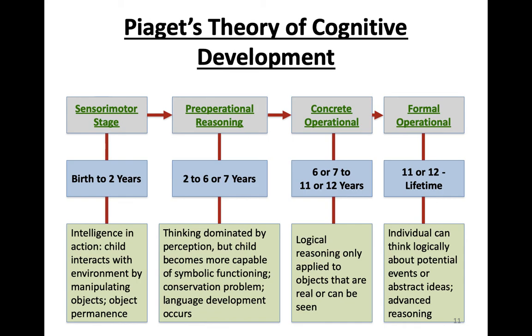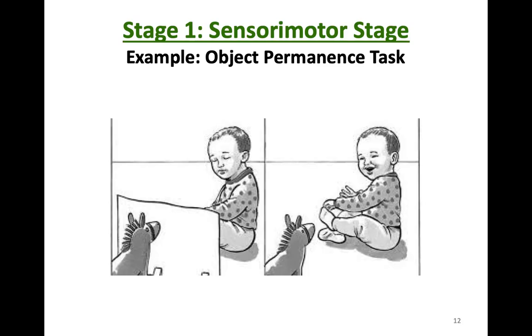Stage 2 is preoperational. It goes from around 2 to 6 or 7 years old. Third stage is concrete operational. That's from 6 or 7 years old to 11 or 12. And then formal operational, which is from around 11 or 12 years old throughout the rest of one's life. All right, so let me go into detail about each one of these stages.